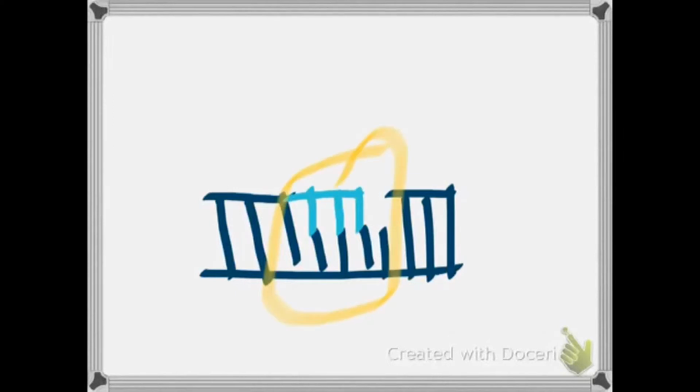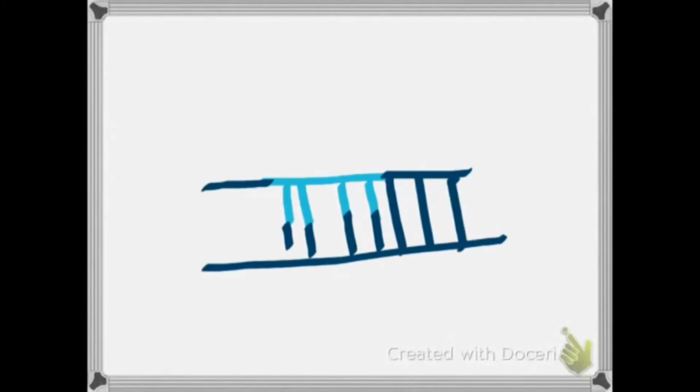DNA polymerase, which here is orange, fills in the missing nucleotides. The new nucleotides are here in the light blue. Finally, ligase comes in and fuses the old and new strands together. As you can see right here, there's no longer a missing strand. After this, the DNA is fully repaired.